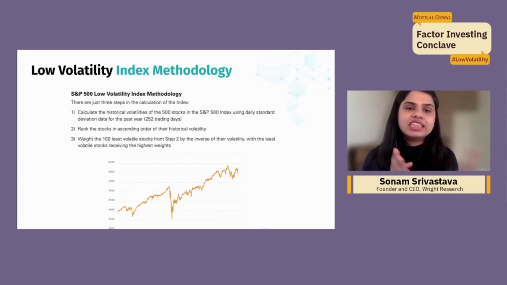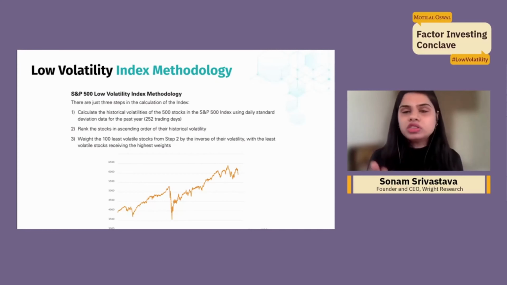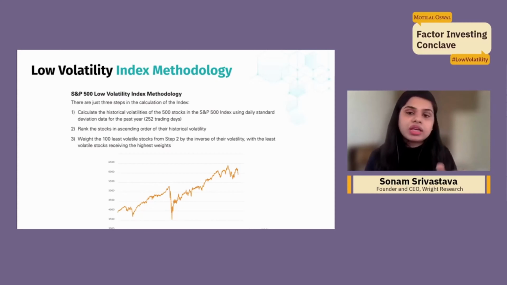I think the S&P publishes a particular low volatility index, where they go with the top 500 stocks in the universe. They look at the volatility or standard deviation over the last 252 days, or 1 year in terms of working days, and then they rank the stocks based on the historical volatility. Then the S&P takes the 100 least volatile stocks and weighs them using inverse volatility. So the idea is that they're picking the low volatility stocks, and even among them, they are giving the highest weight to the stock that has the lowest volatility, which is really interesting.